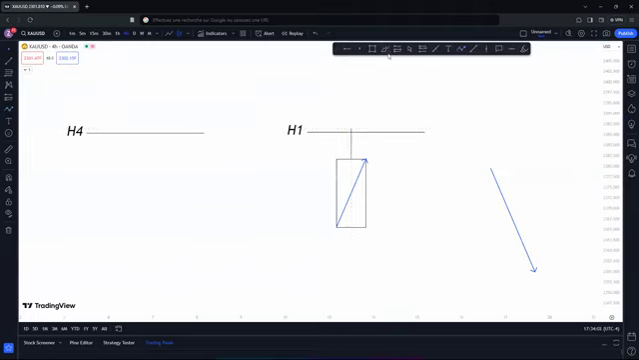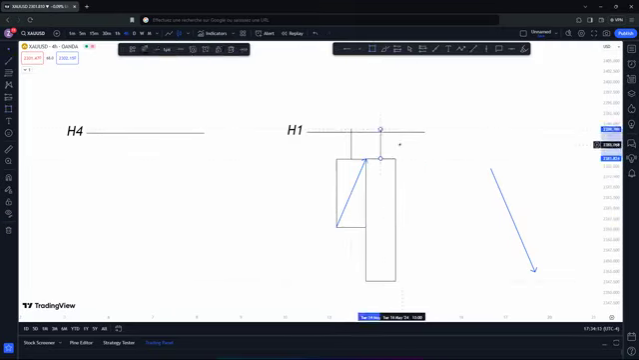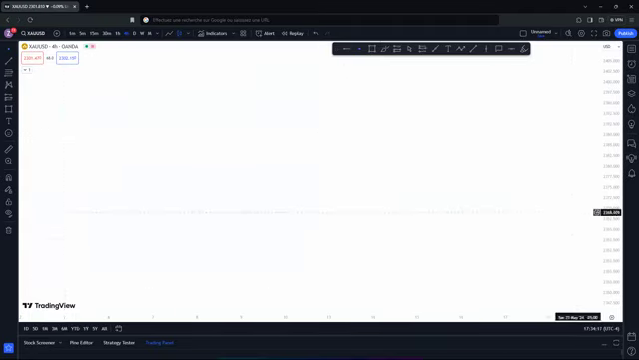Now, if that level has a CC, gap, whatever type of combo, it does not matter, okay? You're going to put your limit here because price is going to come back and boom, okay? Go down. Now, I'm going to show you some examples.